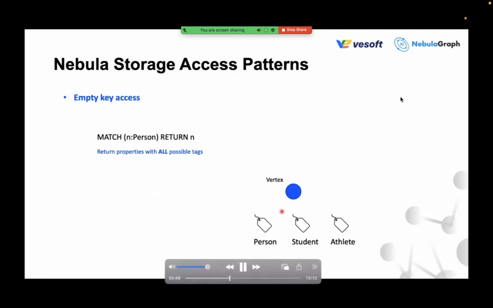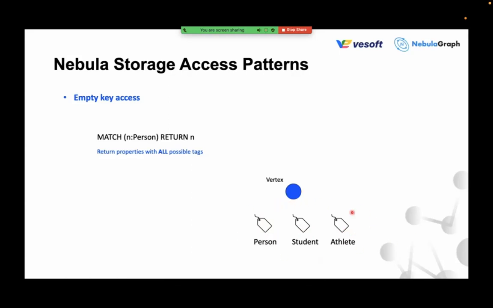And the vertex can be associated with one or multiple tags. A vertex can be a person, a student, an athlete, or any combination of these three. By this means, vertices in the graph database can have different schemas. Assume we have a query like this. It means returning the properties of vertices which have the tag person, but returning the properties of this kind of vertex with all possible tags.